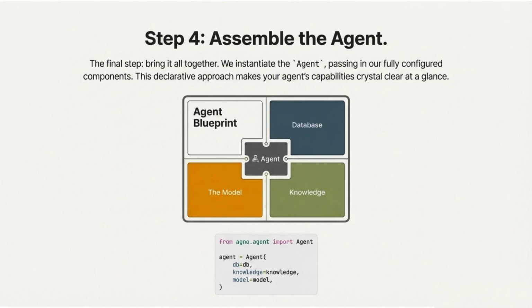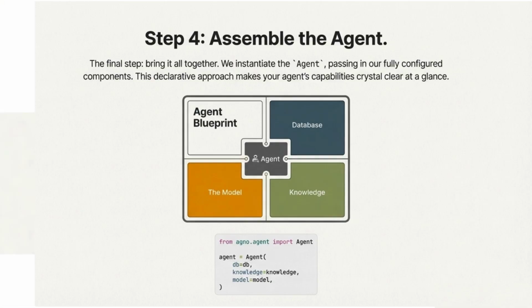The final step, bring it all together. We instantiate the agent, passing in our model, knowledge base, and database. This declarative approach makes your agent's capabilities crystal clear at a glance. Everything you need visible in 5 lines of code.